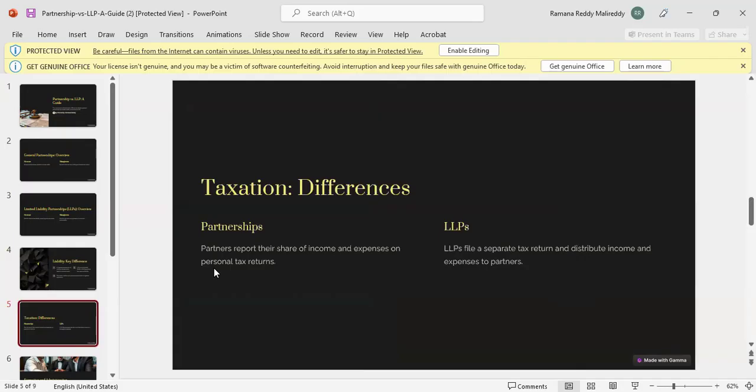Taxation, the differences: in partnerships, partners report their share of income and expenses on personal tax returns. Whereas LLPs file a separate tax return. The entity will file a separate tax return and distribute income and expenses to partners.